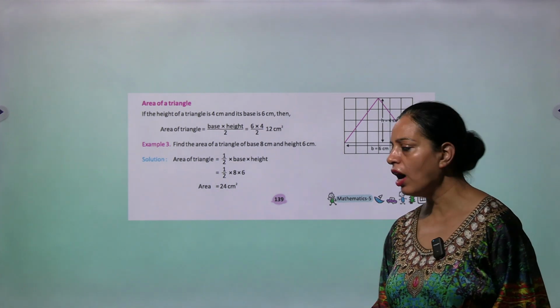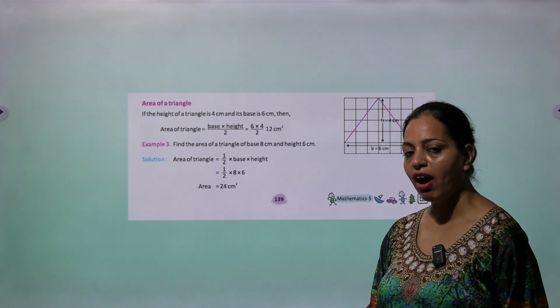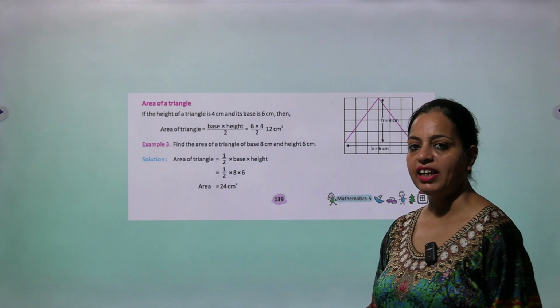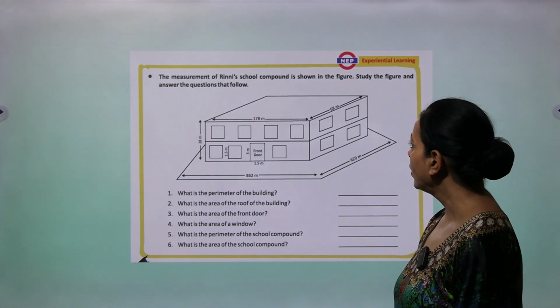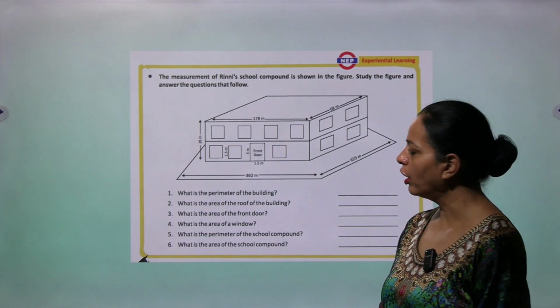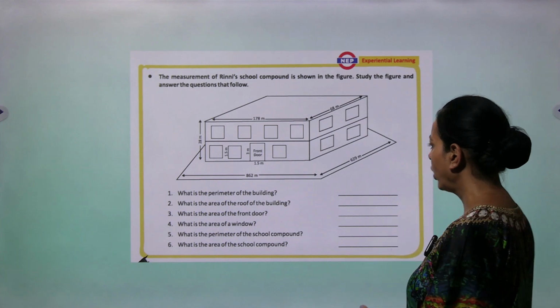Just apply the formula, half into base into height, half into 8 into 6. Area is 24 centimeter square. Now there is one figure given over here. You can enjoy this. Okay.